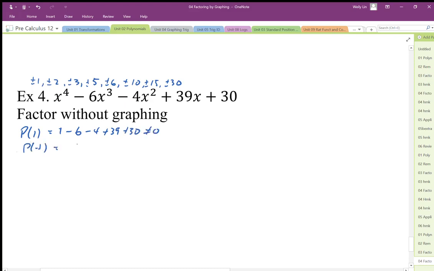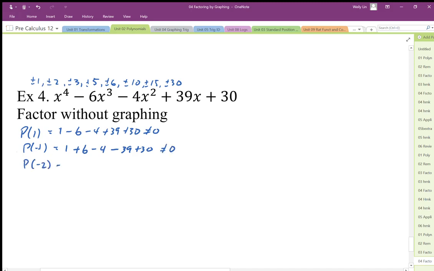Negative 1. We get 1 plus 6 minus 4 minus 39 plus 30. This doesn't quite add up to 0. Okay, so I've got to keep going.